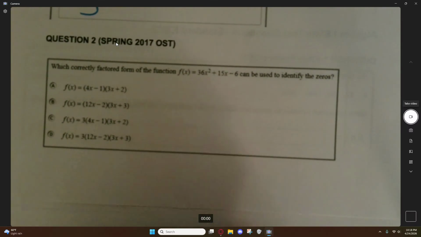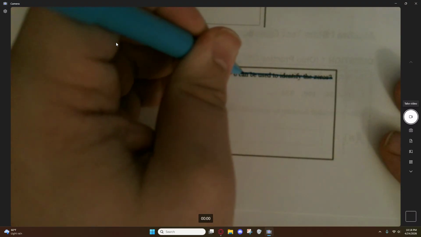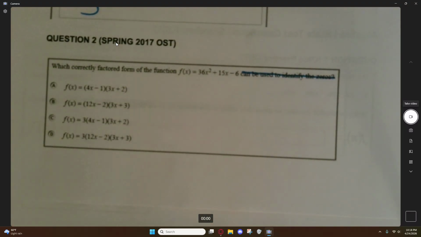Which correctly factored form of the function f of x equals 36x squared plus 15x minus 6 can be used to identify the zeros? Okay, so let's talk about what this question is asking. Identifying the zeros is irrelevant. Why? Because it doesn't ask you to say what the zeros are. What is this question asking? Which is equivalent? Which we know how to solve by this point.